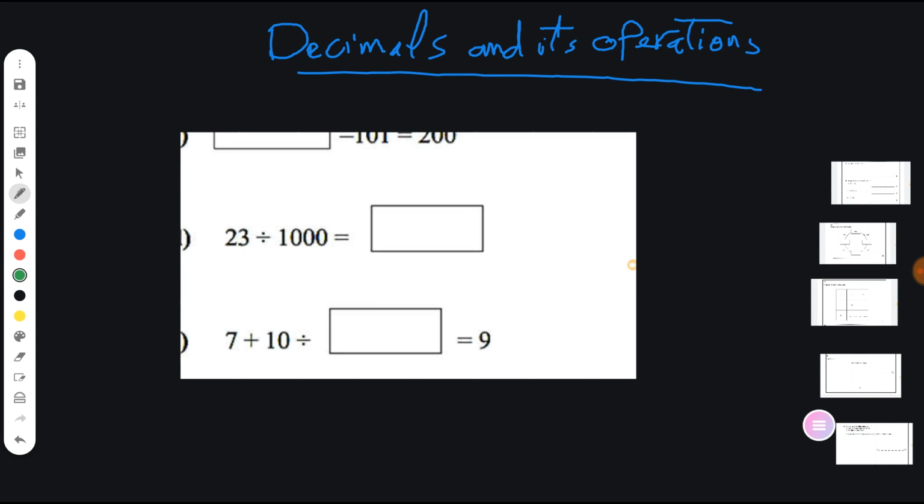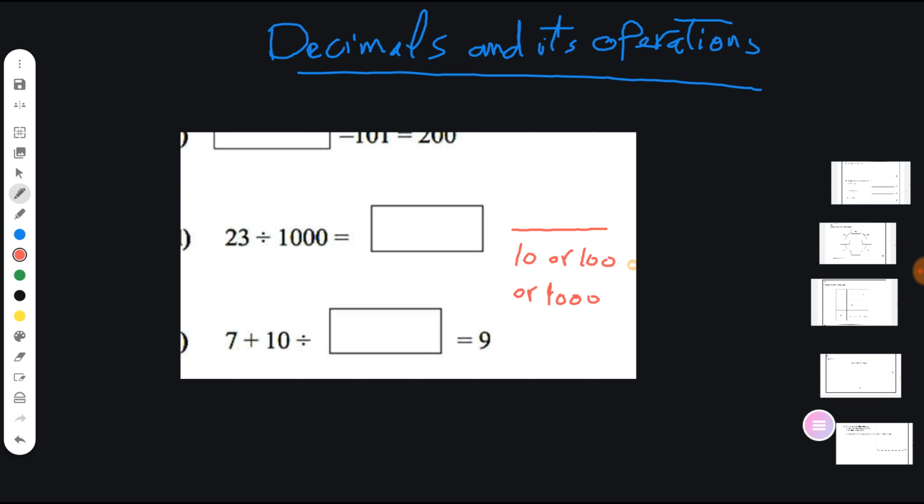And this is the meaning of decimal. The meaning of decimal is a fraction. Decimal is a fraction. Its denominator is 10 or 100 or 1000 and so on. So any decimal number is a fraction. Okay? Its denominator is 10 or 100 or 1000 and so on.